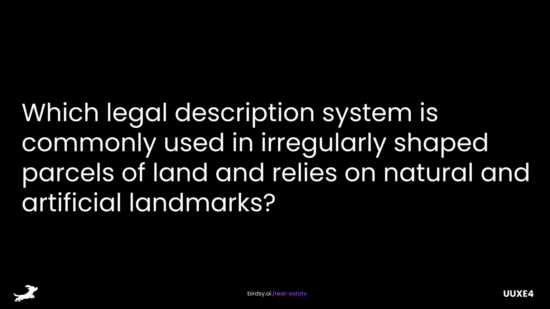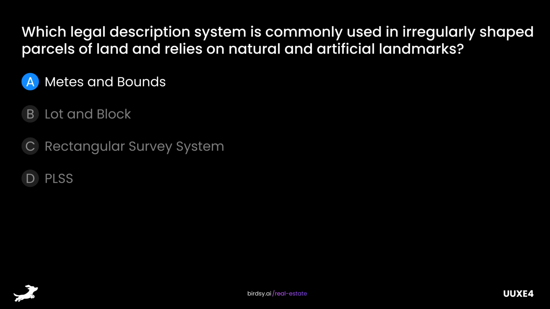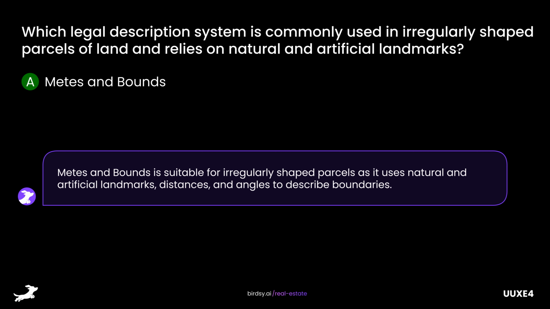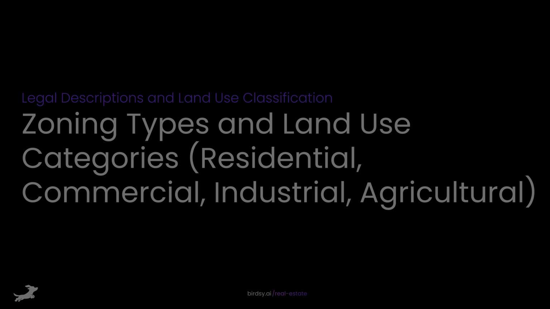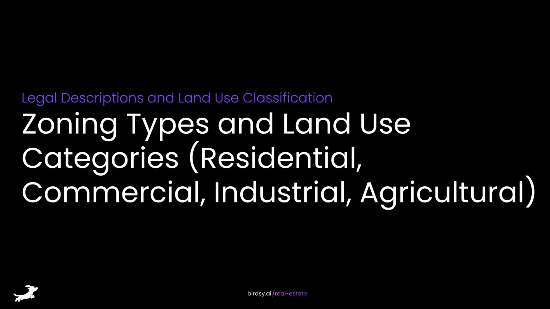Which legal description system is commonly used in irregularly shaped parcels of land and relies on natural and artificial landmarks? Is it A, meets and bounds, B, lot and block, C, rectangular survey system, or D, public land survey system? The answer is A, meets and bounds. Meets and bounds is suitable for irregularly shaped parcels as it uses natural and artificial landmarks, distances, and angles to describe boundaries. Zoning types and land use categories: residential, commercial, industrial, agricultural.